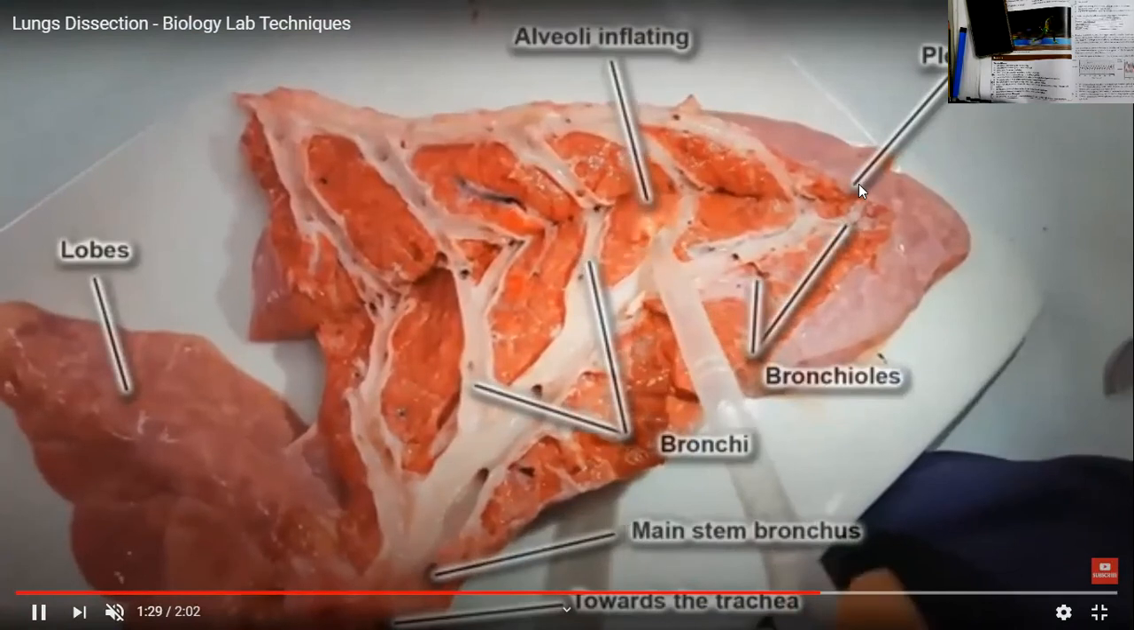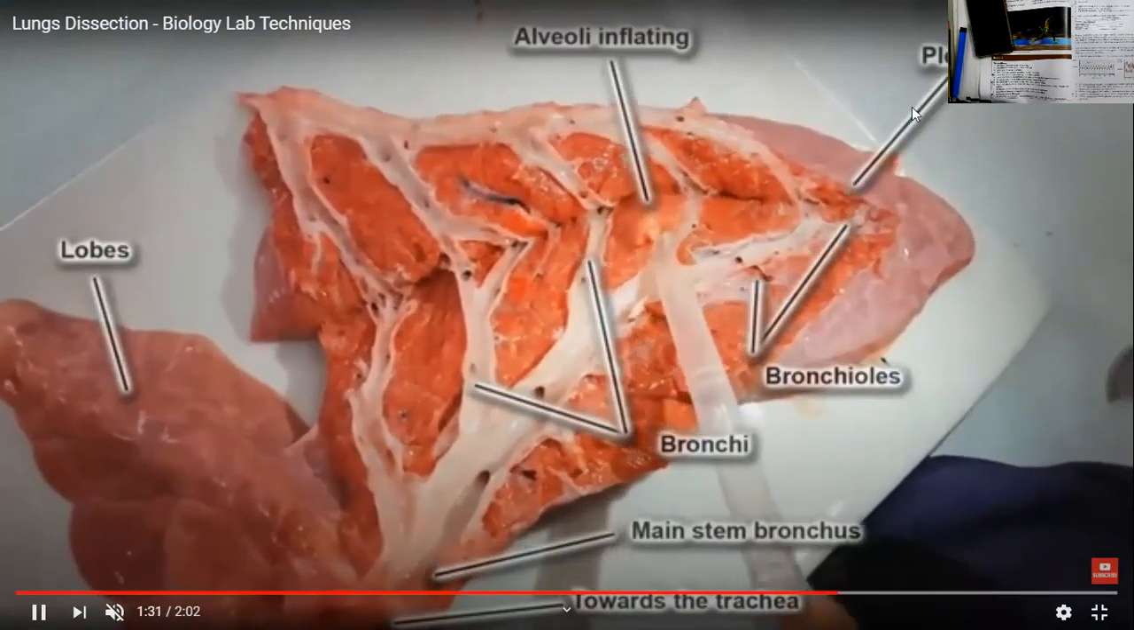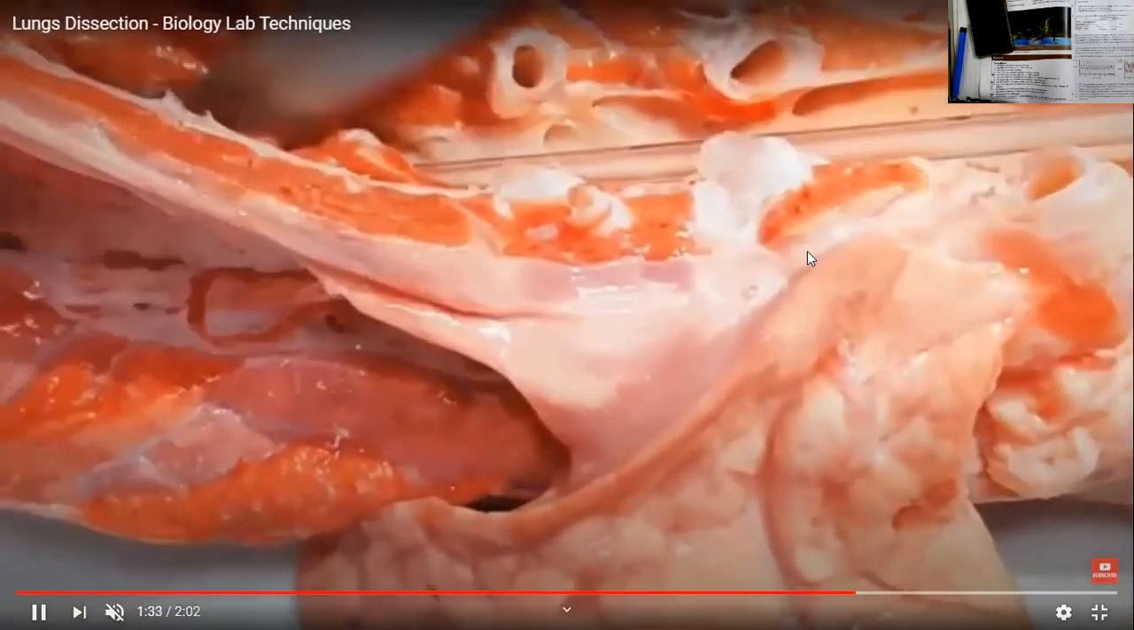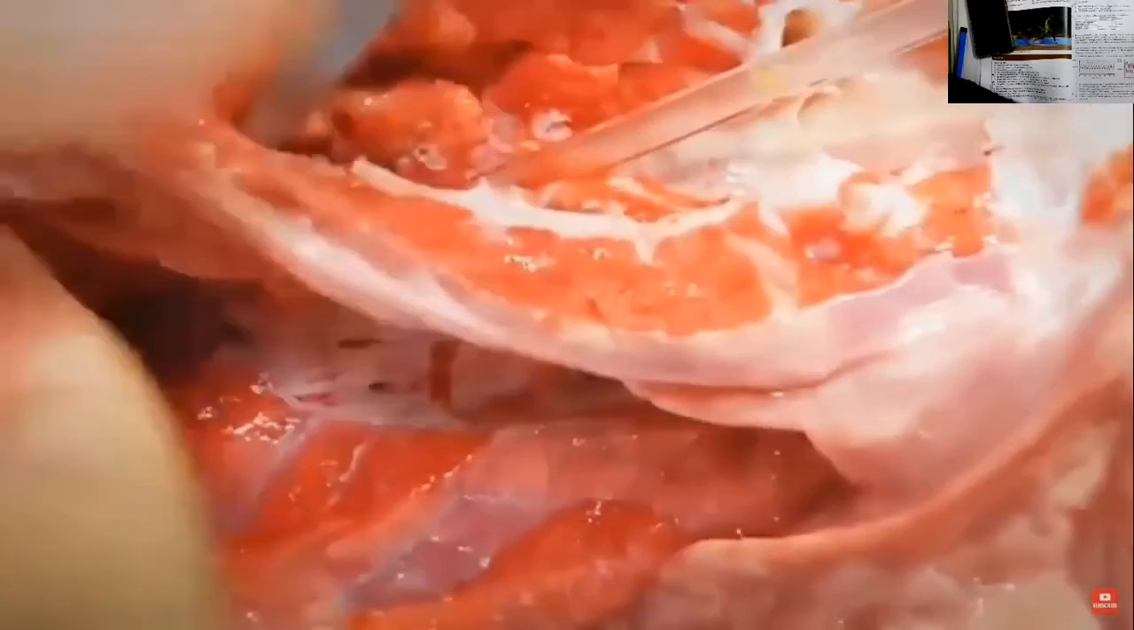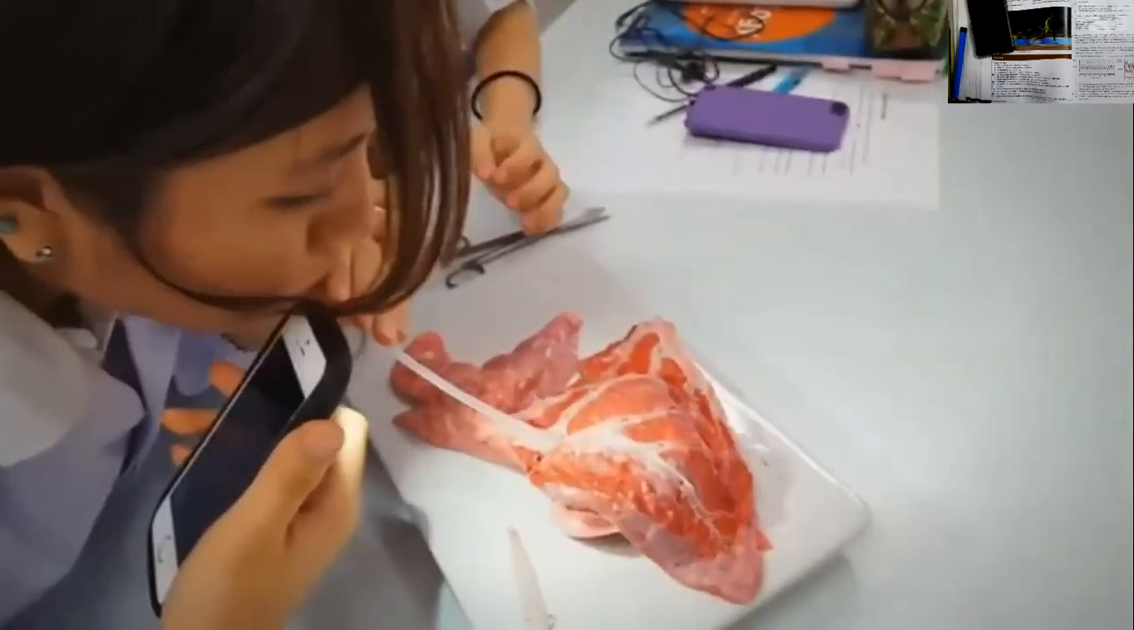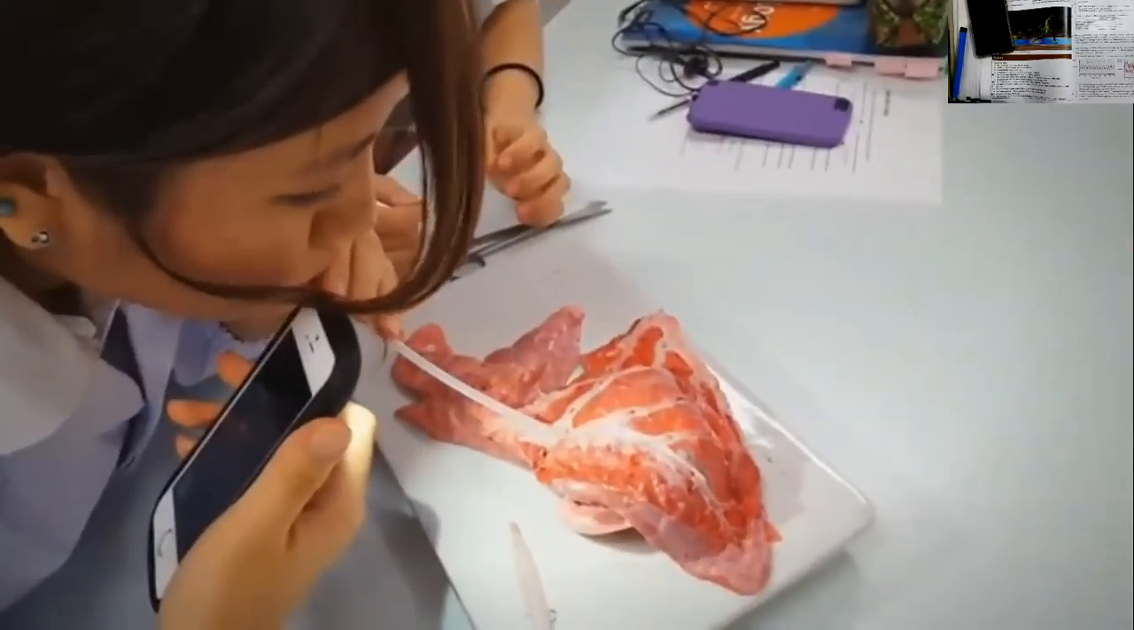Okay, what is a pleura? Pleura is a protective membrane on the outer surface of the lung. So the shiny appearance is due to this transparent membrane called pleura. Now this student is blowing in through the bronchioles, and so you can see the lung inflating.